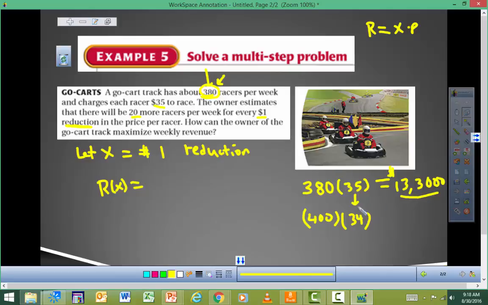And so what I do is multiply this by 400. Now let's see what happens. I'm just experimenting right now. 400 times 34 is equal to 13,600. And so now I've made $300 more per week. So it seems counterintuitive that you lower the price and you actually make more money. But what it means is that you're doing more business.